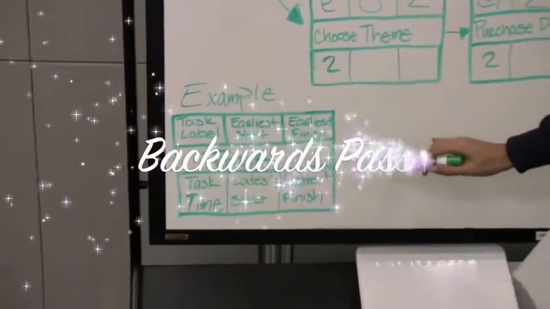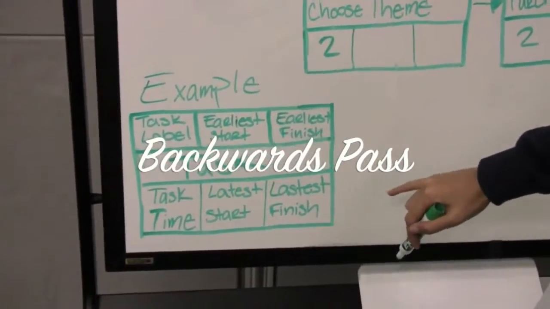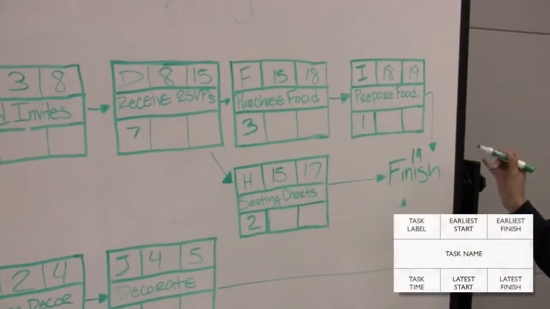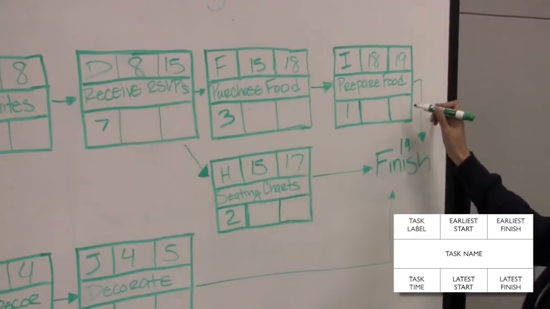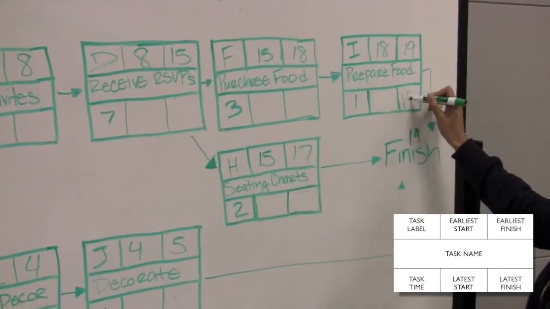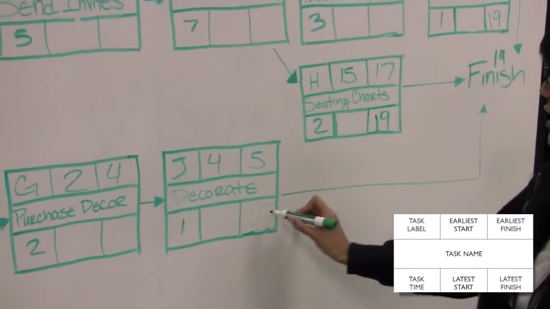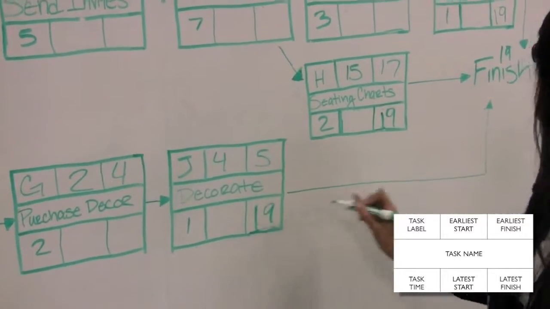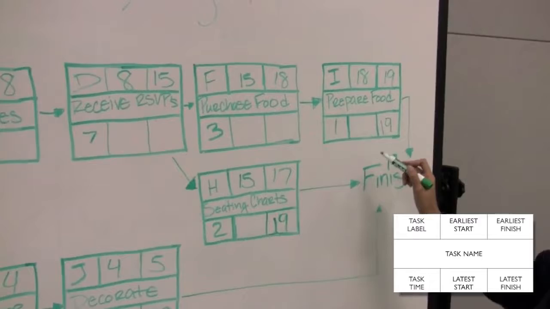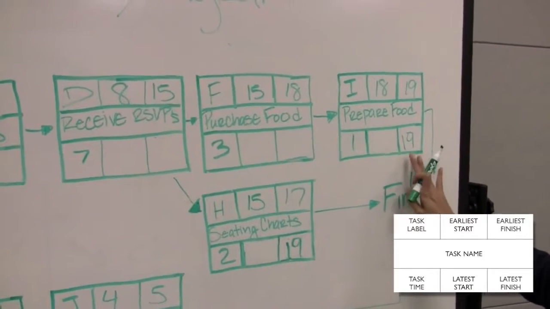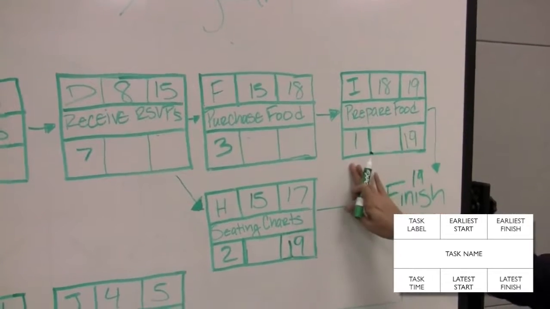Solving for the latest start and the latest finish. To do that, we know that the project takes 19 days to complete, so we input that number into tasks I, H, and J in the latest finish box. To determine the latest start, you subtract the task time from the latest finish.